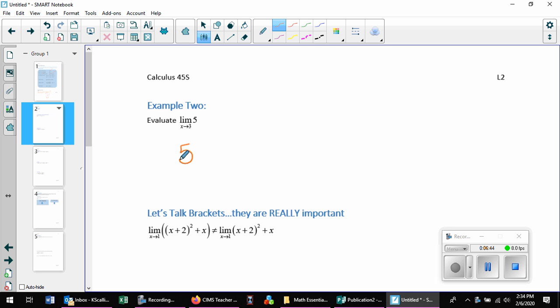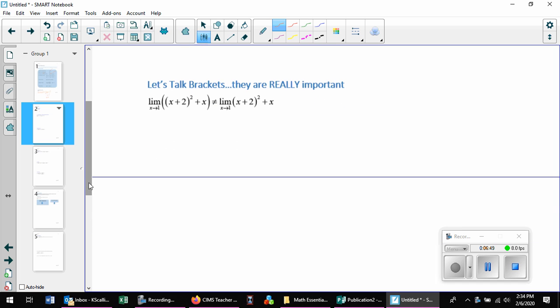Okay, brackets. Super duper important. You ready for this? This one says that everything here is in the brackets. This one says I'm taking the limit of this, and then I'm going to add a random x onto it. So these are two totally different things. If I expand this side, this would be the limit as x approaches 1 of x plus 2 times x plus 2 plus x.